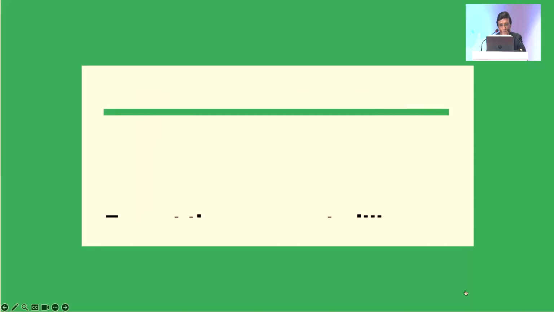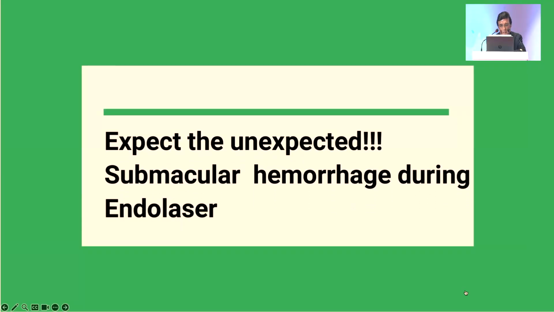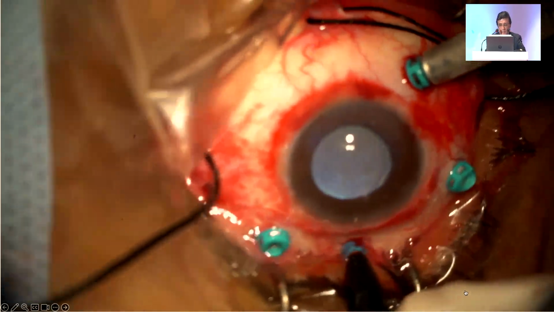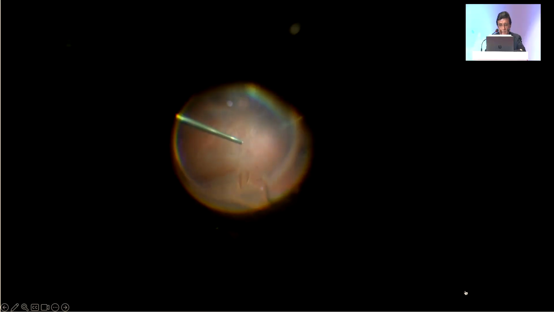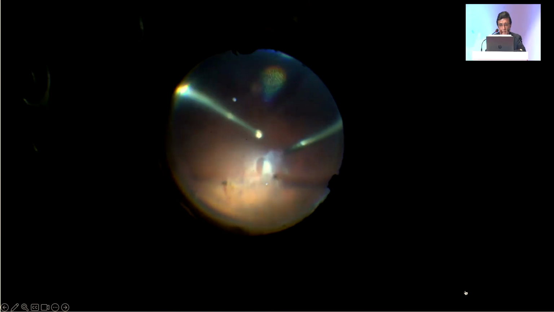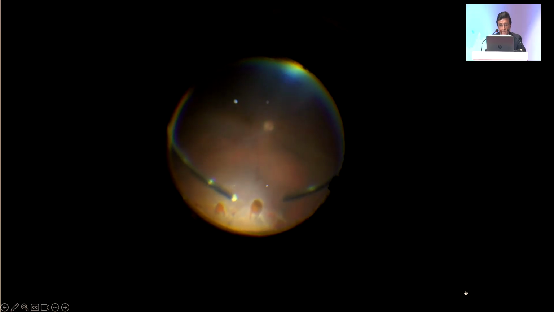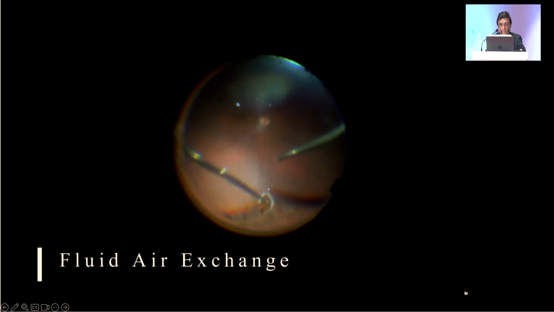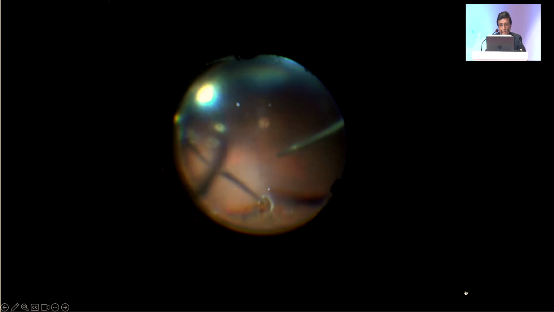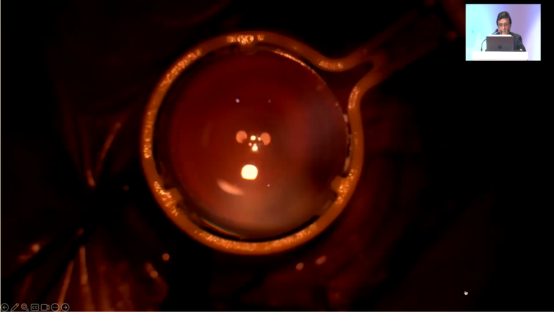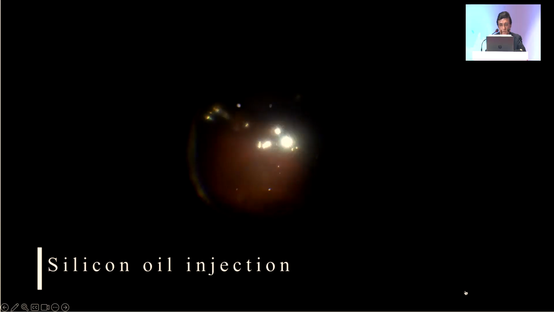This is another patient whom we had with submacular hemorrhage. This was a patient with a retinal detachment where a standard procedure was done, with multiple breaks in the periphery. You can see those multiple horseshoe tears, and a vitrectomy was done. The case was going fairly well. After completing the vitrectomy, we did a fluid-air exchange. This was followed by laser under the air, and this laser was topped up after silicone oil injection.